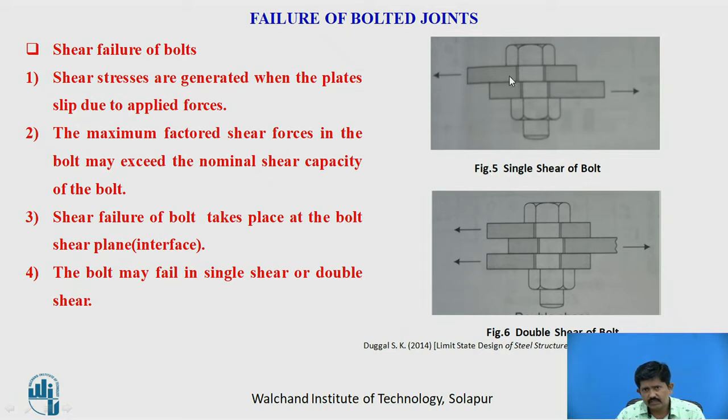So you see in the lap joint it fails in a single shear, and if three plates are connected, the shearing planes are two and it will fail in a double shear. So the load carrying capacity in case of double shear is twice that of the load carrying capacity in case of single shear.